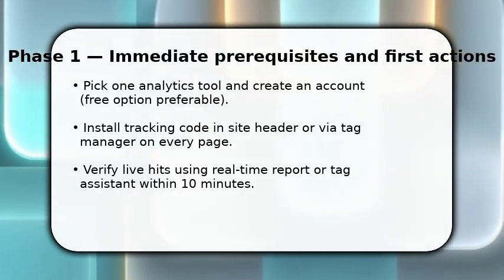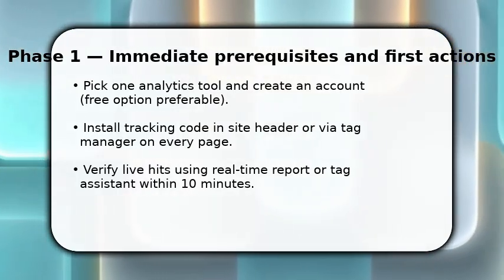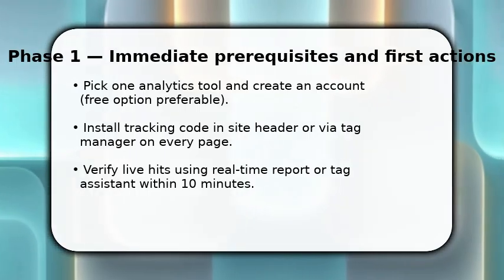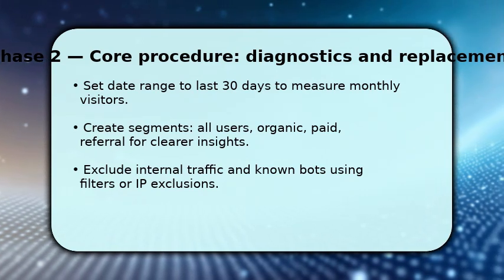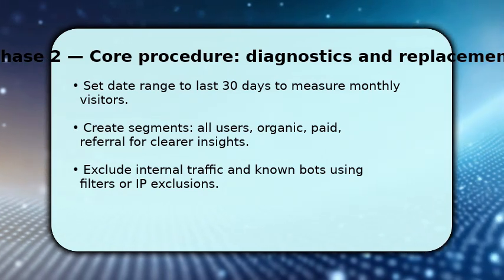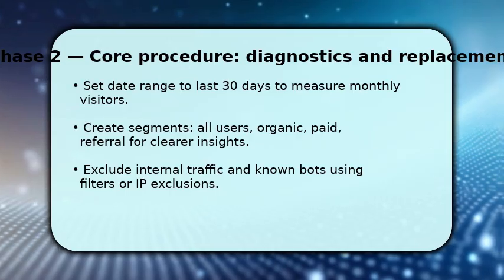Make sure to use the correct property or tracking ID because an incorrect ID will send data elsewhere and waste time. Once the tracking is live, switch to the main audience report and set the date range to the past 30 days to capture monthly traffic.